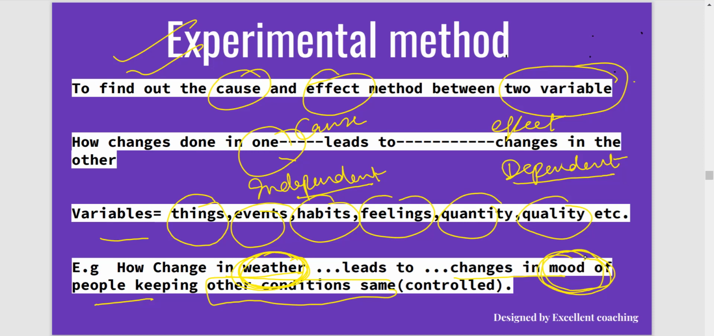Now a researcher who wants to experiment on this particular purpose will try to control the other conditions which are causing the variation in the mood, and then he will manipulate the weather to see if it is leading to the change in the mood of the people. So this is how an experimental method is used to find out the cause of a certain effect.